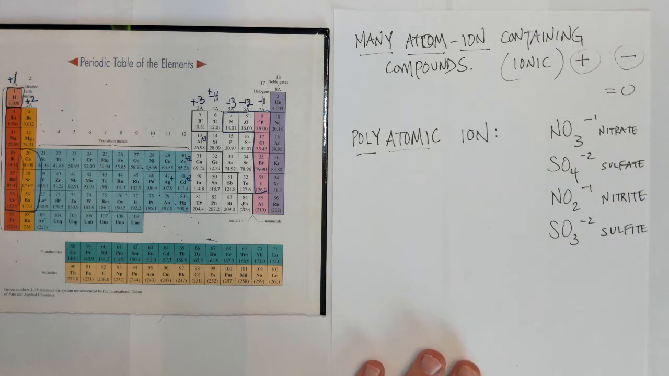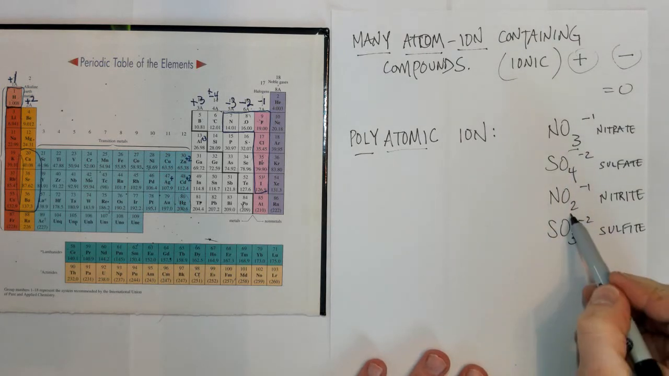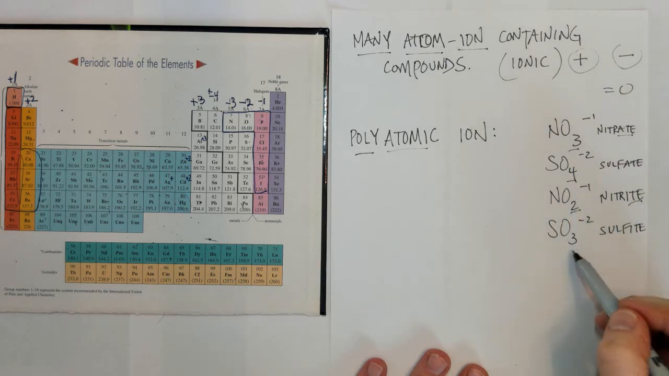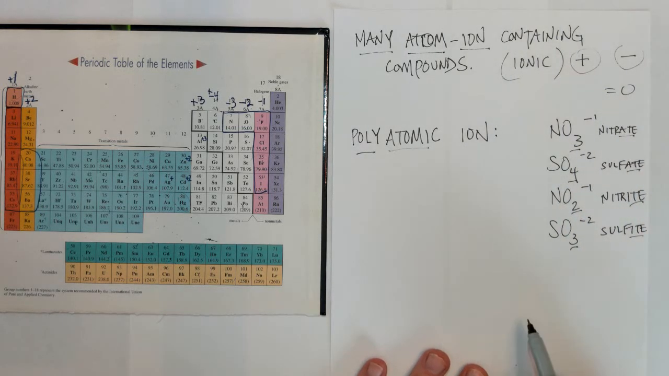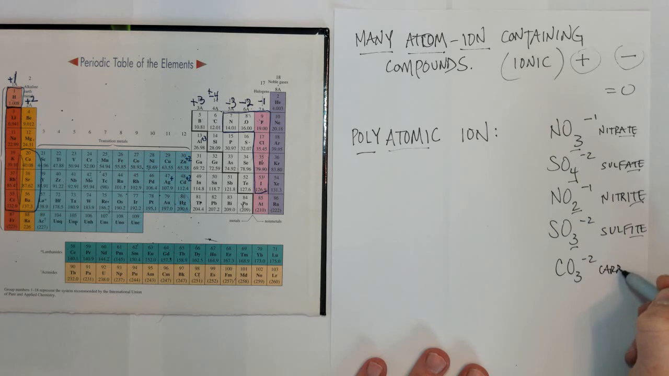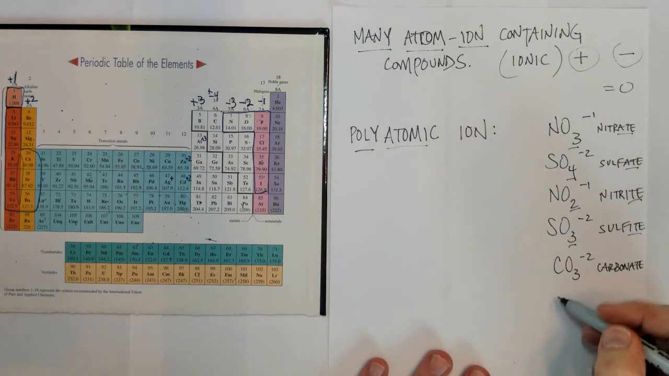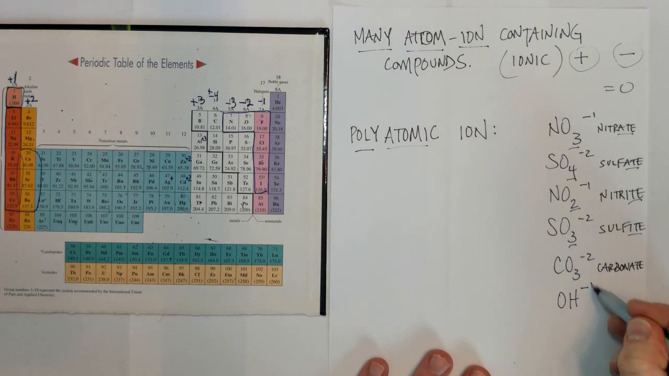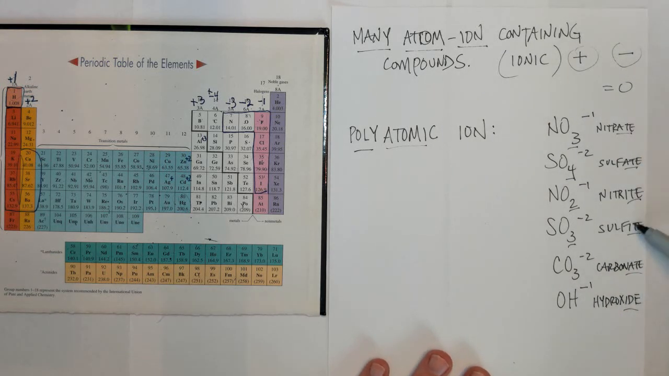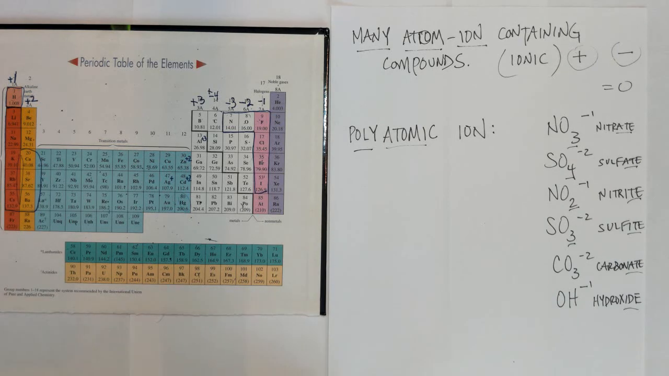And you may have already recognized a pattern that if you have more atoms of oxygen in these, it has the ate ending. If you have less atoms of oxygen, it has the ite ending. Here's a couple more. CO3 -2 is called carbonate. And OH- has a funny name. It's called hydroxide. Notice most polyatomic ions end in ate or ite, but there's a few that end in ide, and there's a huge long list on the back of your periodic table.